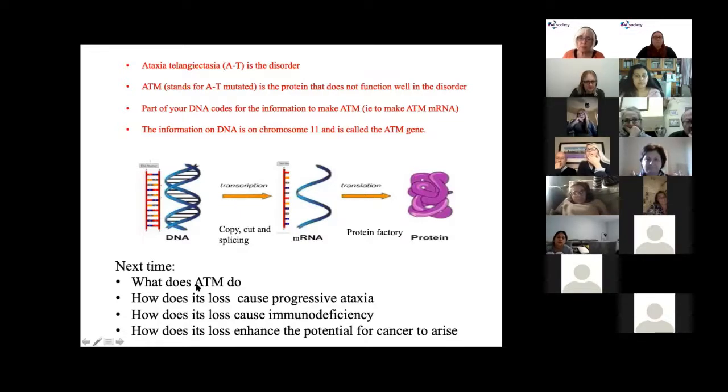So next time, what I'm going to try and do is tell you exactly what ATM is doing in the cell. I told you it helps maintain the stability of your DNA and how important that is, but we'll tell you a little bit more about exactly what it's doing. We'll talk about, and may not cover this next time, how its loss causes immunodeficiency and how its loss provides the potential for cancer to arise.